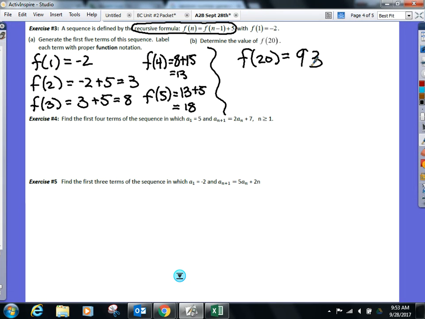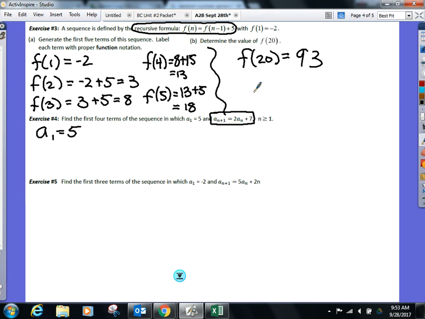All right. Here we go. We're number 4. Let's get more crazy. Find the first 4 terms. They gave us the, what's this denotation for? First term is 5. Great. All right, how do I find the next ones then? Well, look at the recursive formula they had given me.